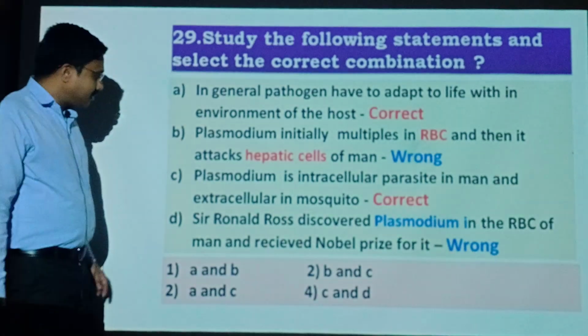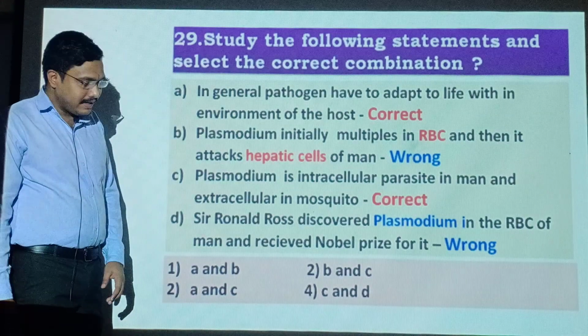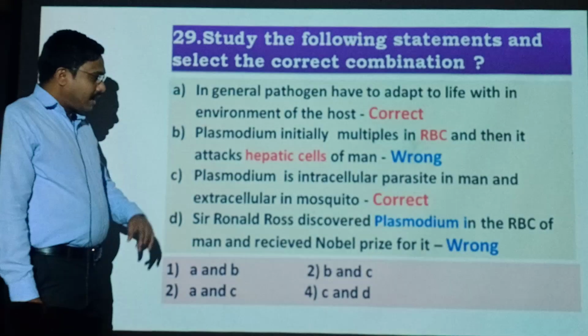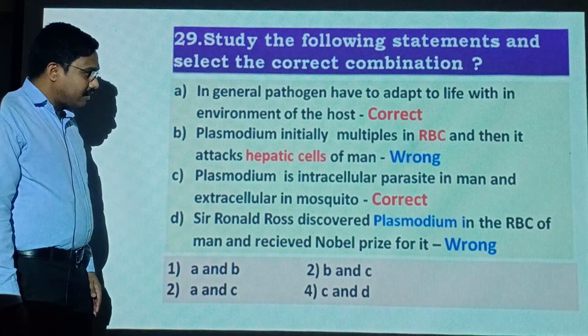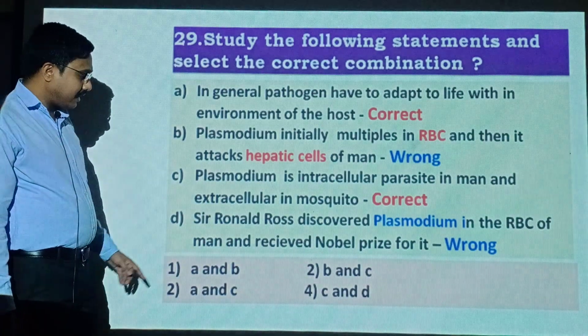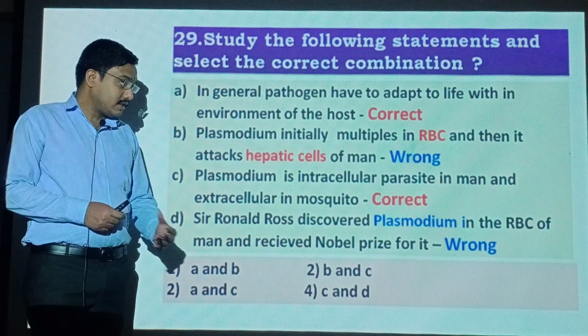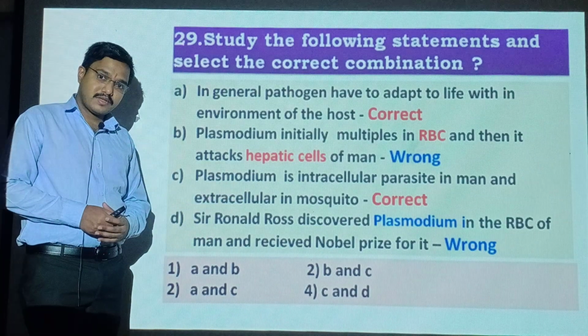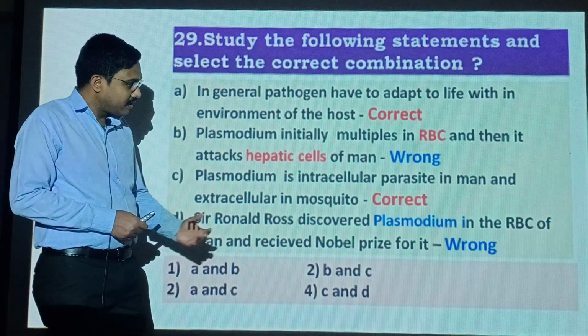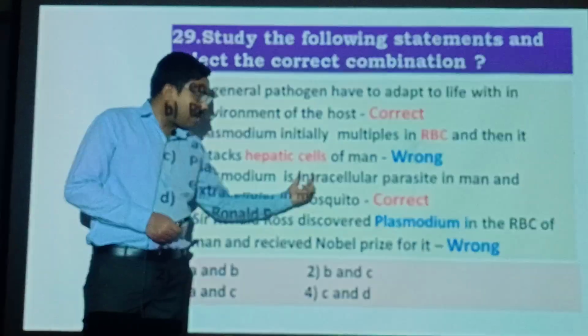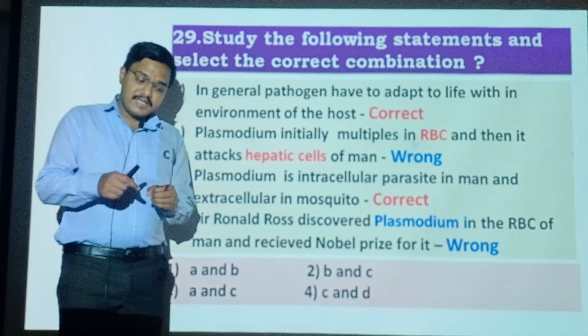Okay, now see the statement number 3. Plasmodium is intracellular parasite in man and extracellular in mosquito. This statement is correct because you see, intracellular means inside the cell.